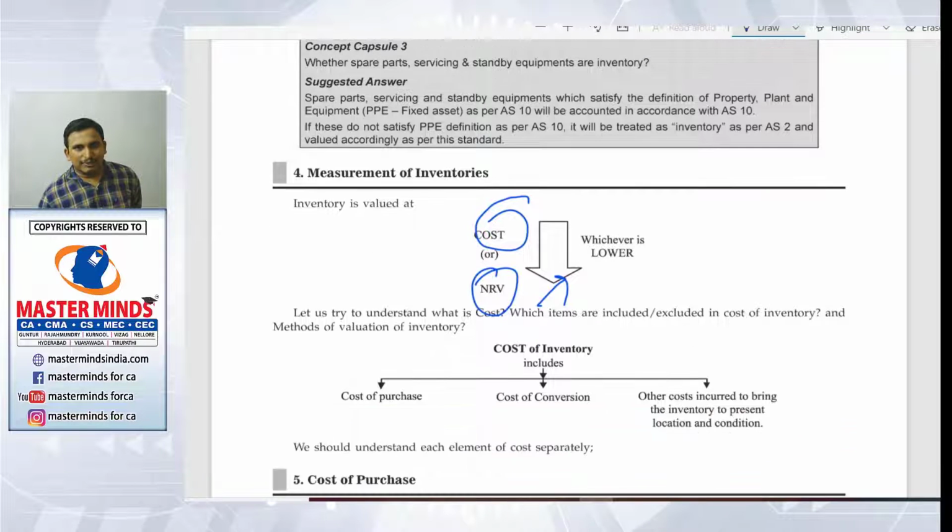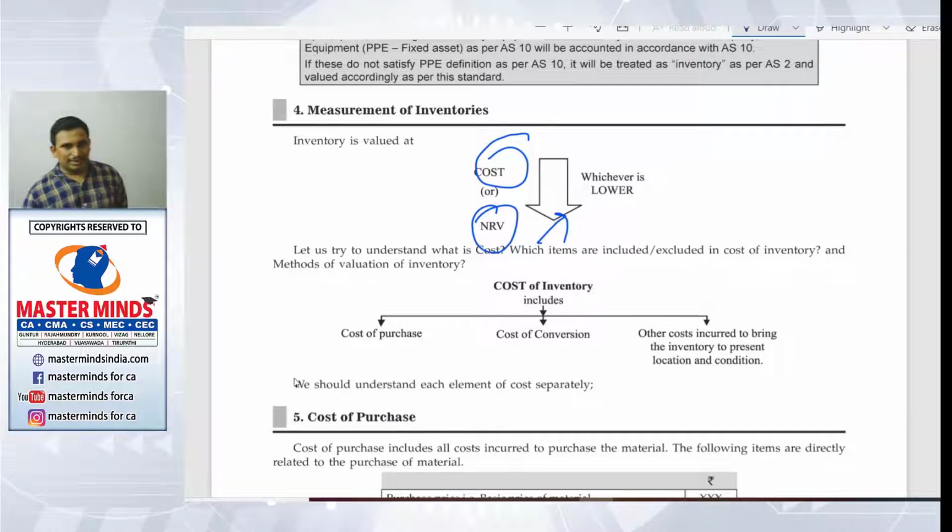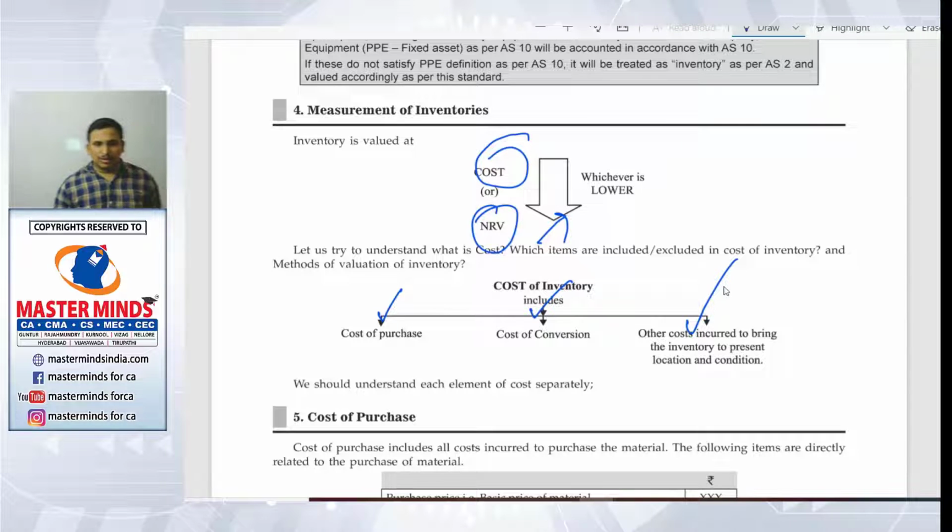What is cost, what is inventory? Clarity kavali. Now, when I say cost, it comprises three components. Everybody has to observe. When I say cost, it comprises three components: cost of purchase, cost of conversion, and the other costs incurred.